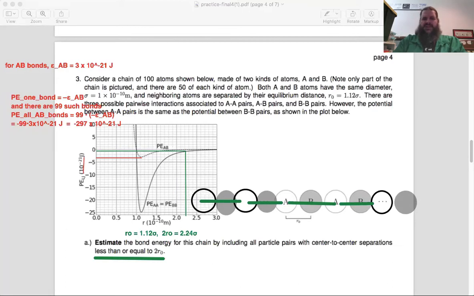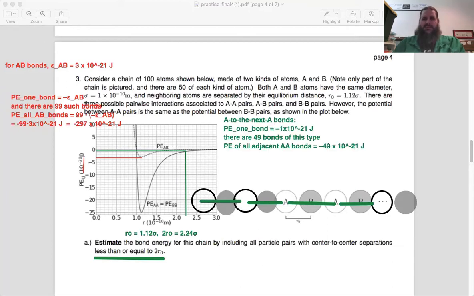I should say all adjacent AA bonds. So that'll be just 49 times -1 times 10 to the -21st, so -49 times 10 to the -21st joules. So that's the energy of all of the adjacent AA bonds. We're ignoring the bonds to the next A over, but those are so weak we can ignore them anyway, since we only consider bonds with separation less than or equal to 2 are not. Any questions on those AA bonds?